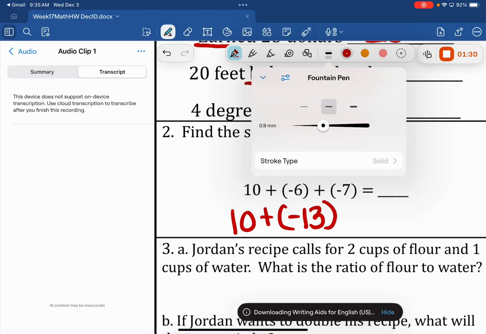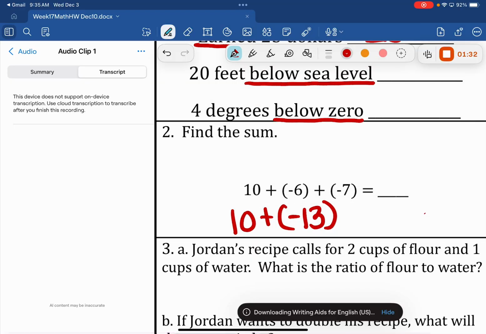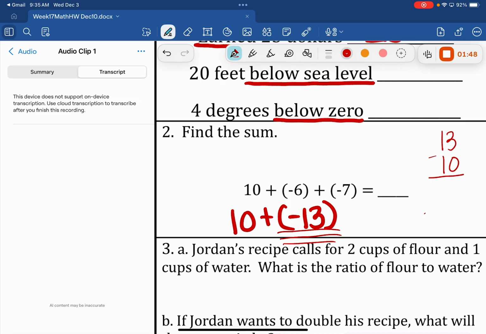And then if they have the same signs, you add them up. They don't. If they have opposite signs, you subtract. So you would do 13 minus 10, and then you're going to keep the sign of the larger absolute value. So it's 13 is greater than 10, and so it's going to be a negative answer.